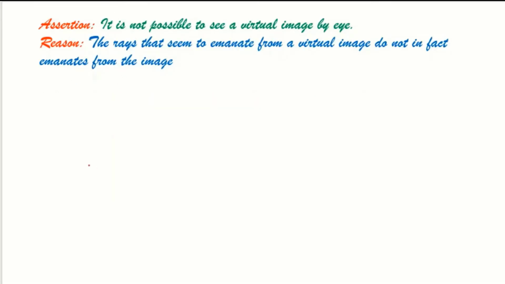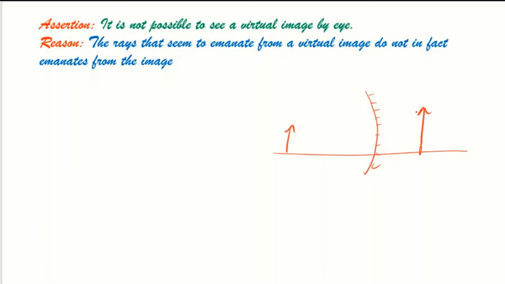Next question for today is: it is not possible to see a virtual image by eye. And the reason is the rays that seem to emanate from a virtual image do not in fact emanate from the virtual image. So first we should know what a virtual image is. A virtual image is an image that is formed behind the mirror. Is it possible to see a virtual image by eye? Yes, we can see a virtual image by eye.